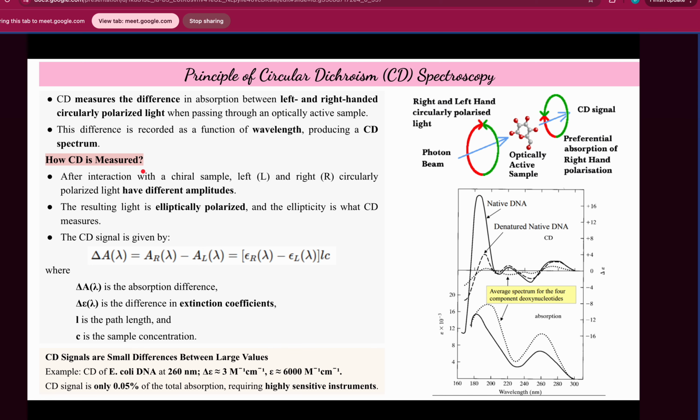And now, how to measure the CD spectra. After interaction with the chiral sample, left and right circularly polarized light have different amplitudes. Because what we have seen is that circularly polarized light has the same amplitude for both components, the right- and left-hand circularly polarized waves, but after it interacts with something, it will have different amplitudes. So the resulting light is elliptically polarized, and the ellipticity is what CD measures.